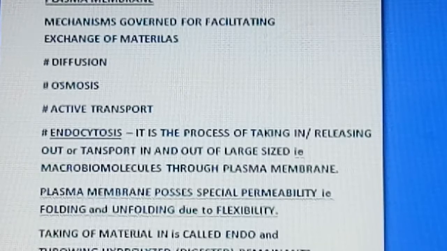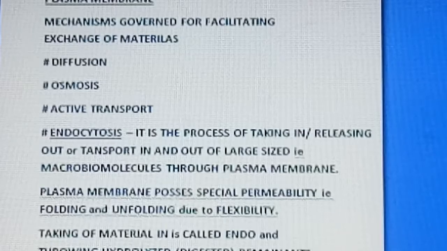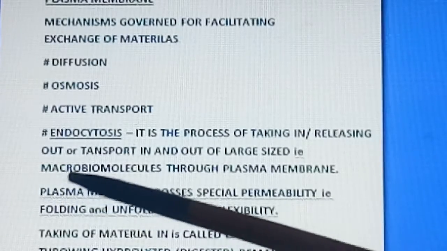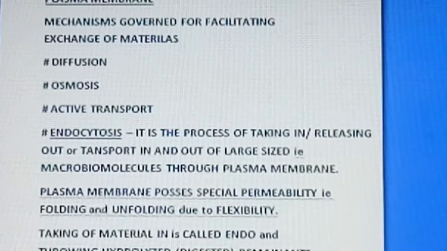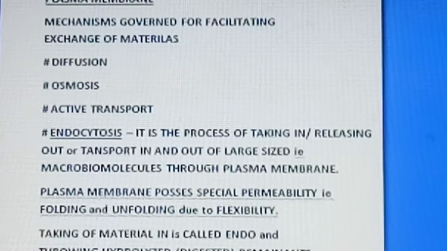Now, what is the specific name given to the material moving in and out through the plasma membrane? That is called macrobiomolecule. The word macro has been added here as they are larger in size compared to the molecules and particles moving by other processes like osmosis and diffusion.